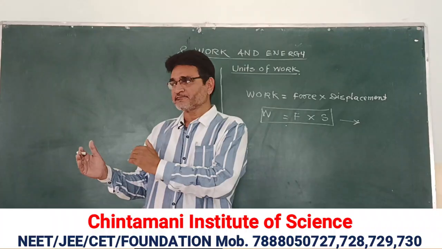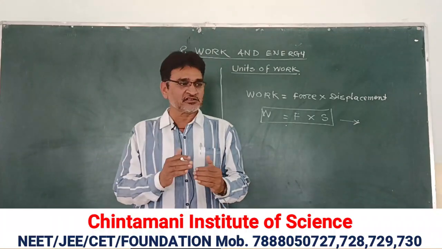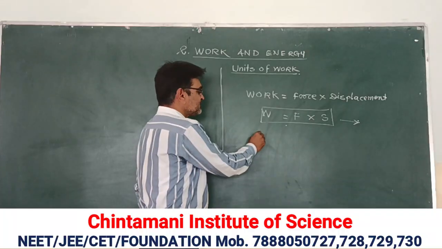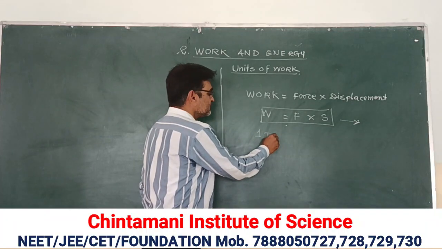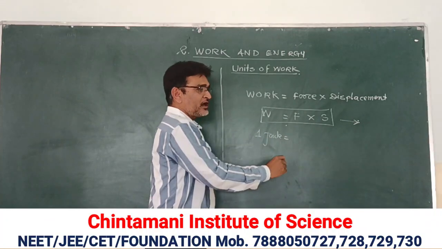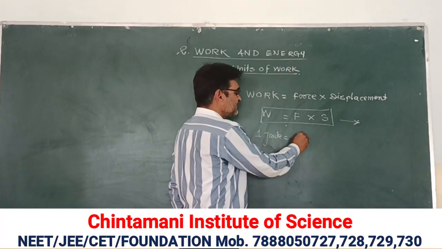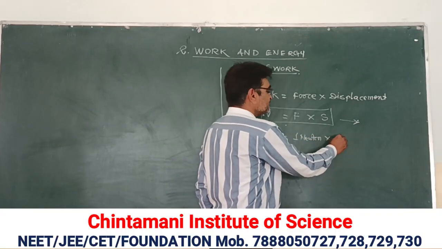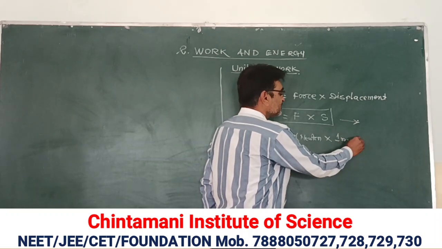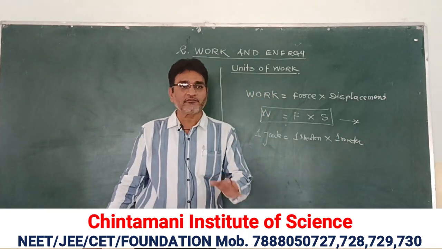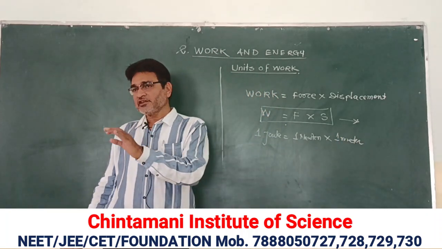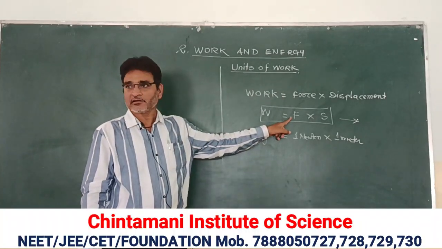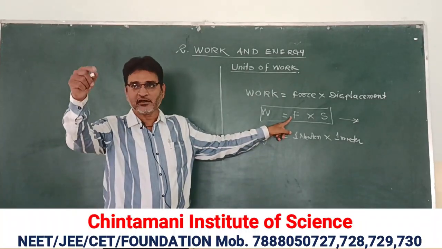Now we know that there are two units. One is SI unit, that is the standard international, and second is CGS unit. So the unit of work in SI is 1 joule, and the unit of force is 1 Newton, and the unit of displacement is 1 meter. Now we can define 1 joule. So see everyone, pay concentration here. Starting from here, backbenchers, look here.